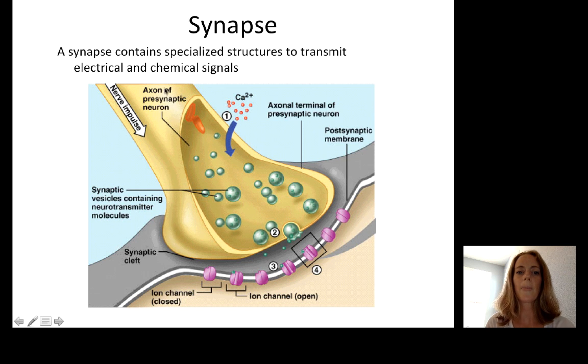So we've gone from electrical through the axon transmission of the action potential, to chemical through the chemical release of neurotransmitter, and then back to electrical where the ions will move into the postsynaptic membrane and make changes in the postsynaptic cell.